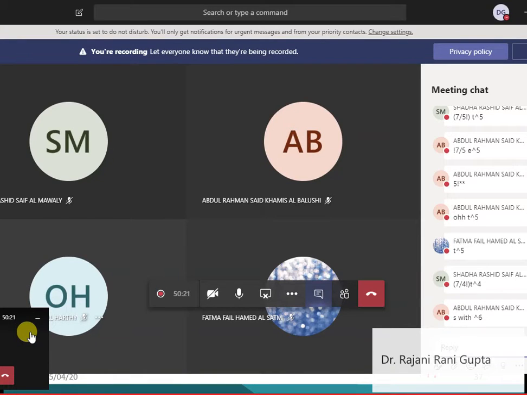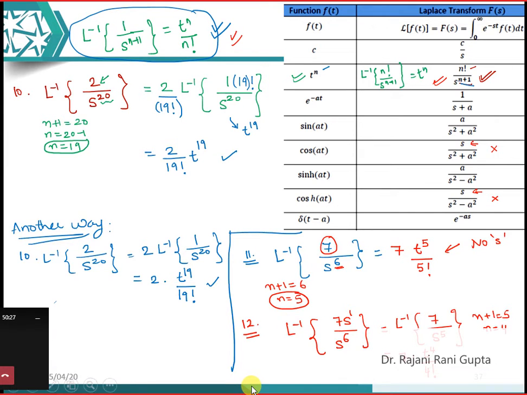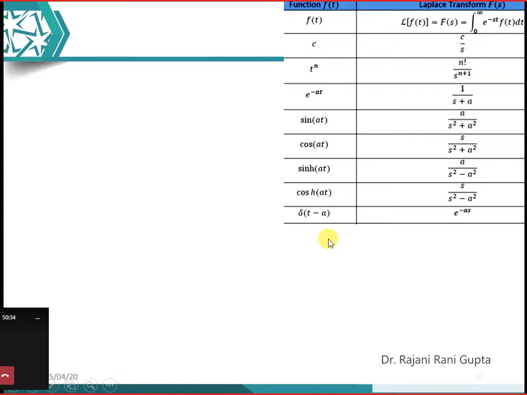Yeah, correct. Correct, Shada. Good. So the only thing is you have to convert it into a form so that a rule is available for it. So the same thing we can do with the other rules as well.